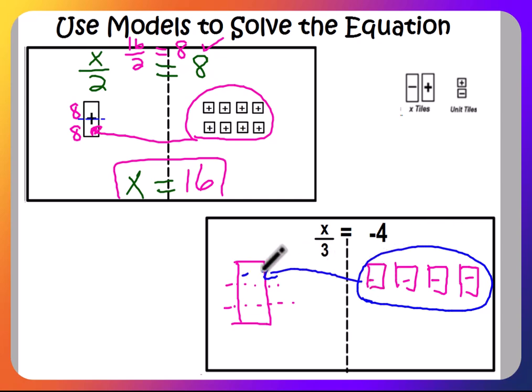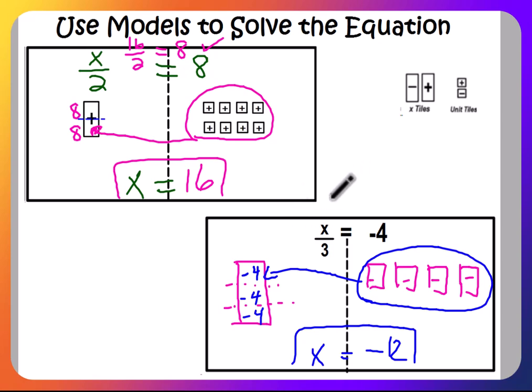So if this third is negative 4, that means this third is a negative 4, and the last third is also a negative 4. So 1 total x equals negative 4 plus negative 4 plus negative 4, which is a negative 12.